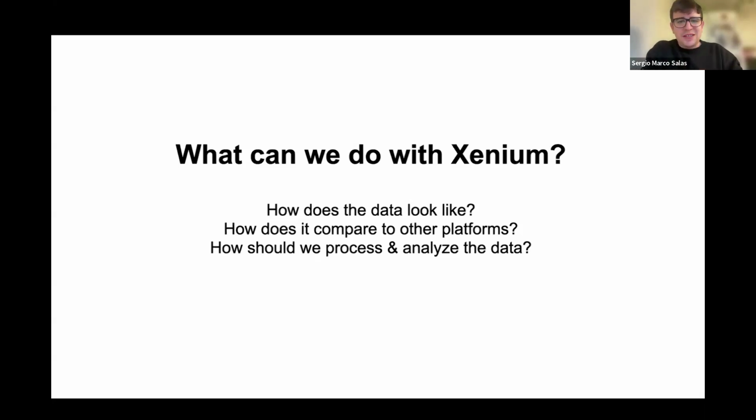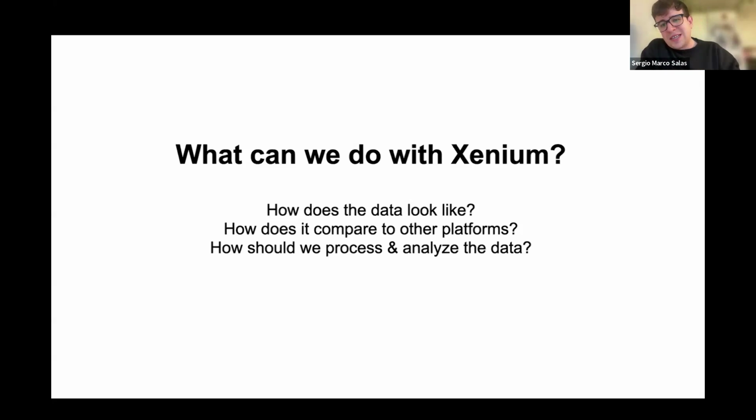And we subdivided this into three more specific questions. How does the data look? How should we understand this data? How should we analyze it? How does it compare to other platforms? Because this is not the only technology that exists. There are similar solutions, and we wanted to see how good or how bad it performs.